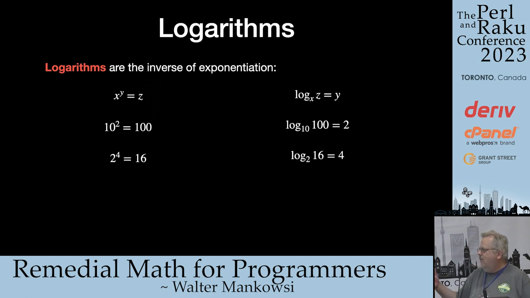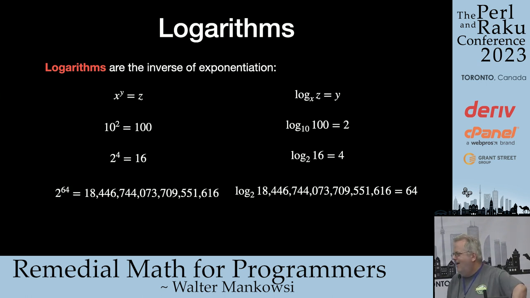Doesn't have to be 10, of course. 2 to the 4th power equals 16, and the log base 2 of 16 equals 4. So if 2 to the 64th power, which is what you can fit inside a 64-bit integer, is that big number, 18 quintillion, then the log base 2 of that number is 64. Okay? Everyone on the same page so far? Good. Keep that big number in mind, because we'll be getting back to that in a second.